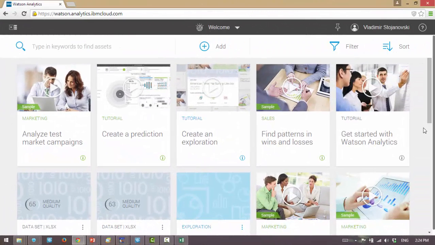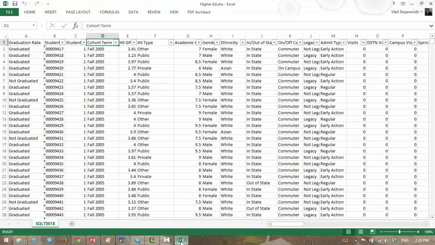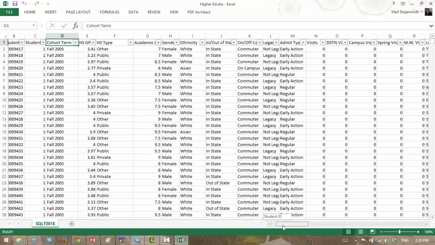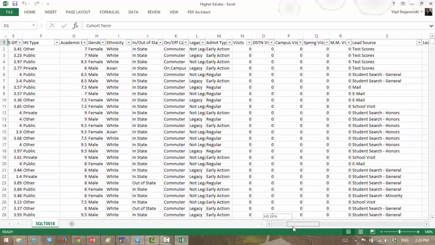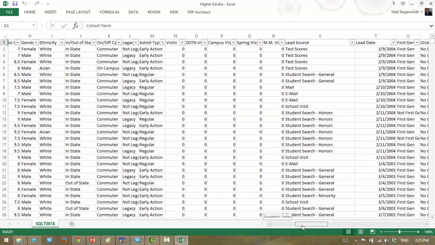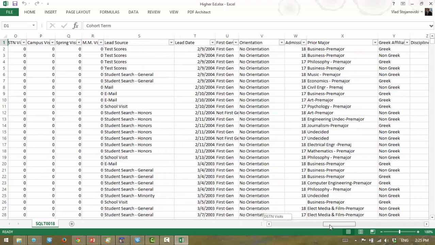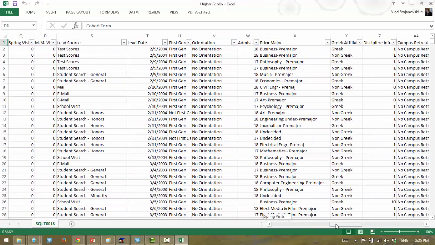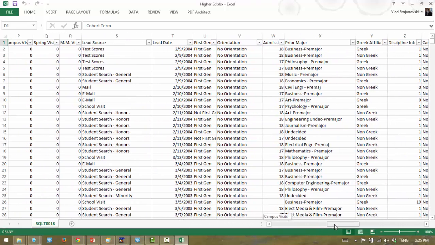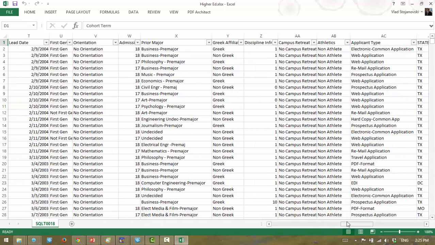Because Watson Analytics is available in the cloud, all I need to begin is a browser. This is the dataset that we will be using today. There are several dozen columns that contain a variety of information per student. So demographic information, academic information, admission information, and how they're performing at the university after they have been admitted. Prior major, current major, whether they have graduated, etc.